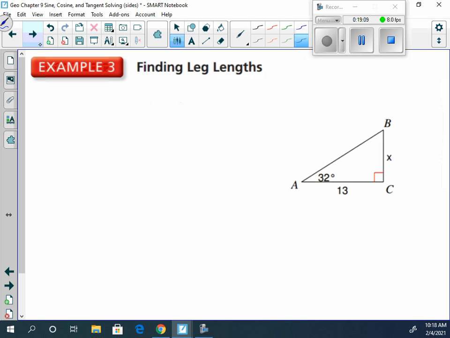Okay, what would this one here be? Tangent. Because what are we not looking for? We're not looking for the hypotenuse, and we're not given it. So we're automatically using tangent. It's kind of the easier ones to pick out, because if I'm not given the hypotenuse and I'm not looking for it, it's automatically going to be tangent. Opposite over adjacent.